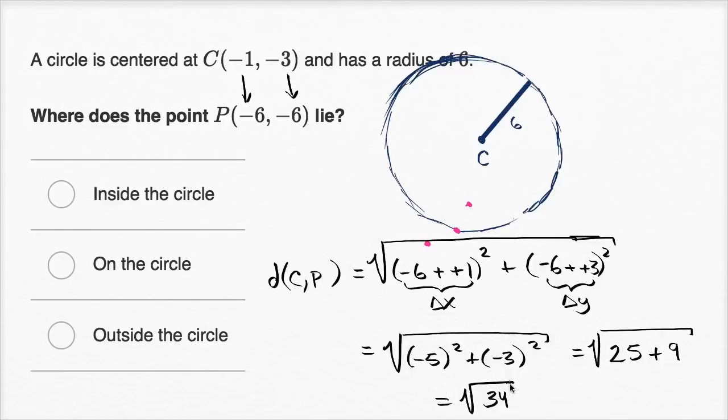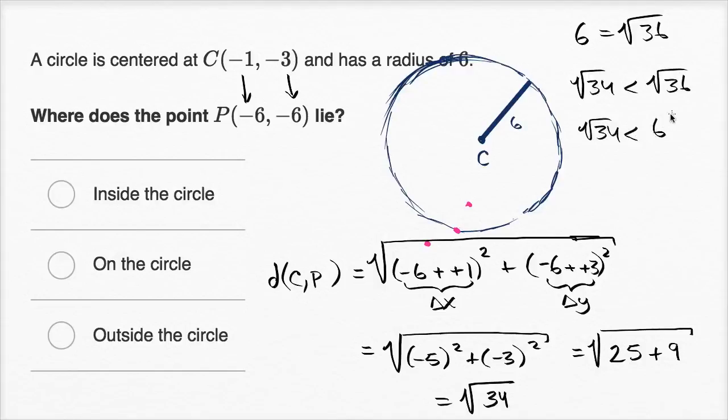Now, the key is: is the square root of 34 less than 6, greater than 6, or equal to 6? Well, we know that 6 is equal to the square root of 36. So the square root of 34 is less than the square root of 36. So I could write the square root of 34 is less than the square root of 36. And so the square root of 34 is less than 6. Square root of 36 is 6.